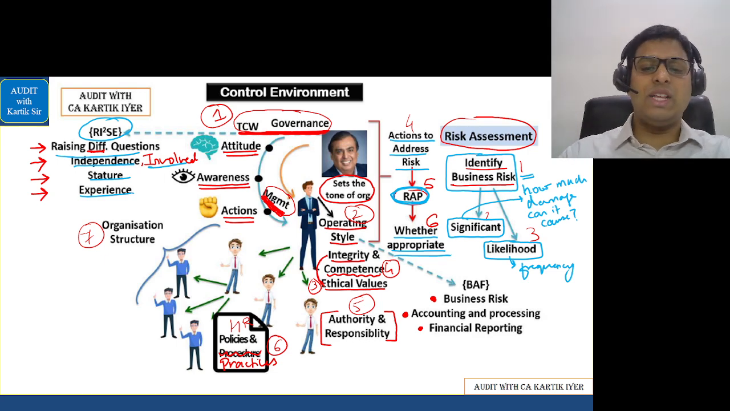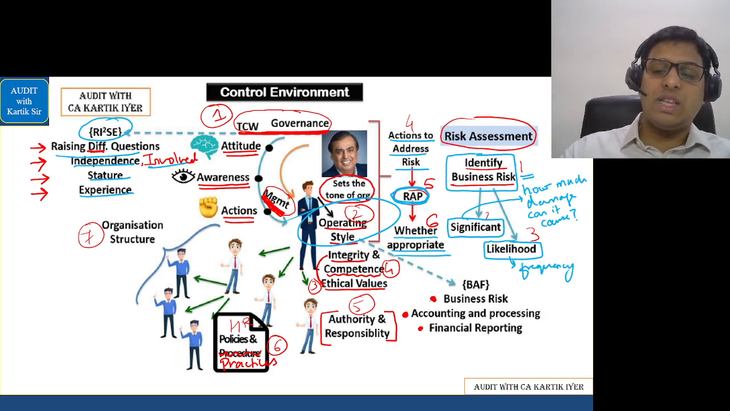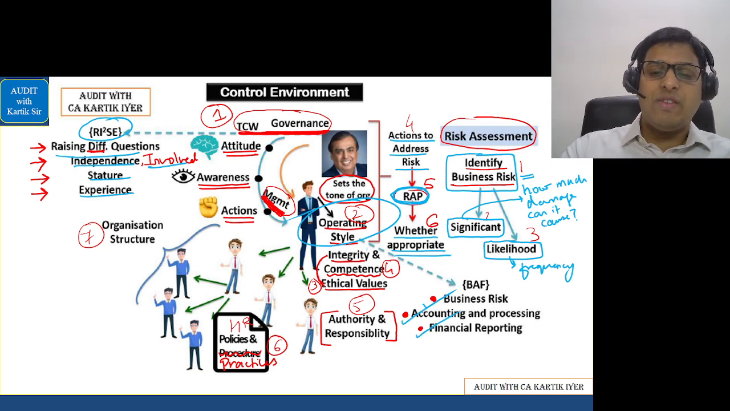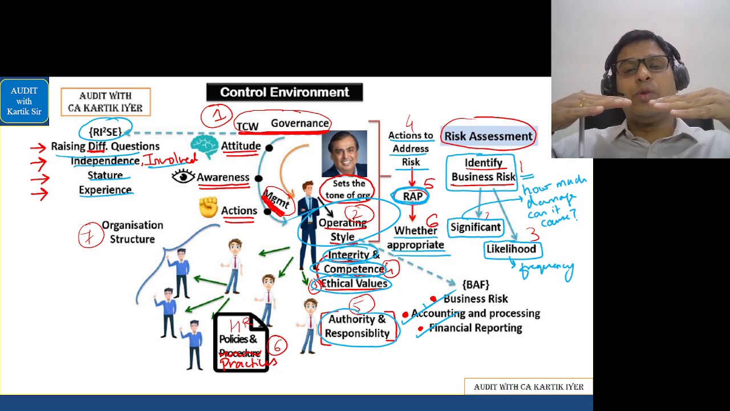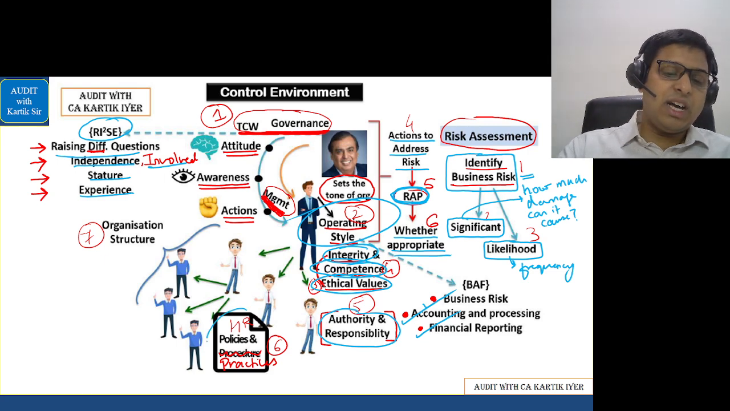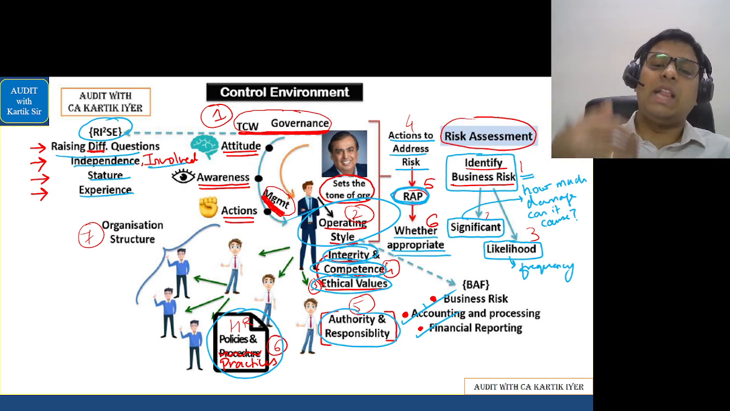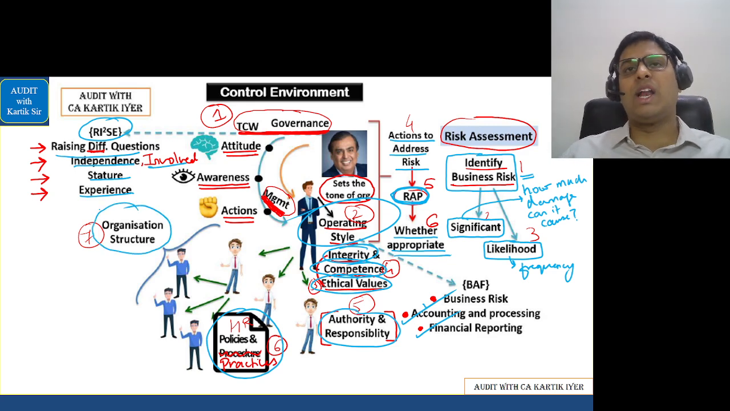After that we had done the management operating style. The management's operating style should cover three things: your business risk, accounting and processing, and finally financial reporting. For the management, two things are very important: integrity and ethical values. Also, the management should be competent. It is very important that they should have authority, and there should be proper segregation of authority and responsibility, and it should be properly aligned. HR policies and practices are very important in every organization to motivate the people who are working at the lower level, and this is also decided by the top management. And finally, organization structure becomes very important before planning, operations, controlling and execution of the work.